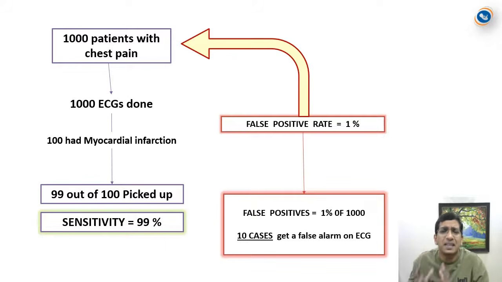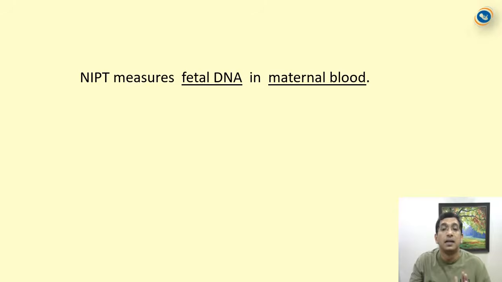And the entire concept of NIPT is based on this false positive rate. Okay, so again, false positive rate applies to the population being tested. It does not apply to the number of cases that have been detected, and I want you to remember this throughout the presentation. Fine. Now my first statement is this: NIPT measures fetal DNA in maternal blood.